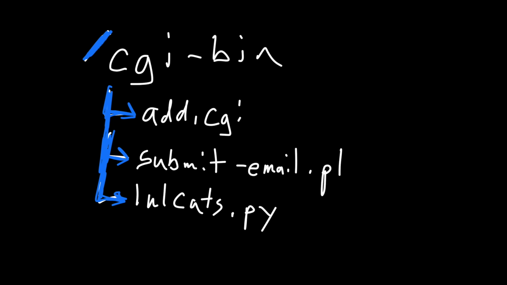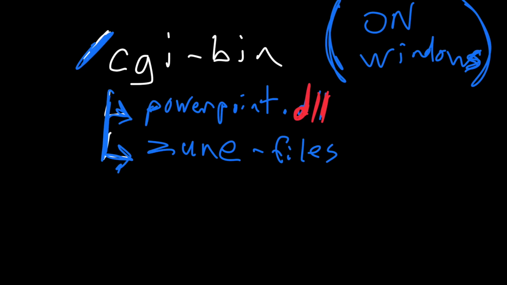So you would take your scripts and you throw them into a folder called /cgi-bin. And if you're on a Windows machine, cgi-bin is where you would put your PowerPoint .dll files and your Zune files. It's very important for Windows users.